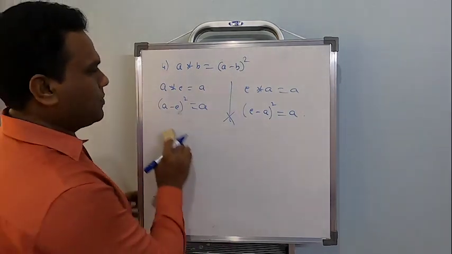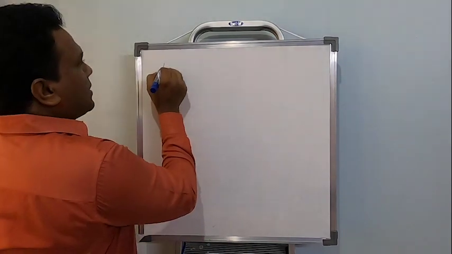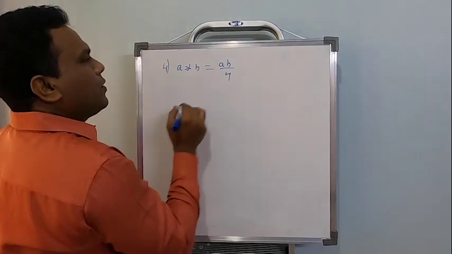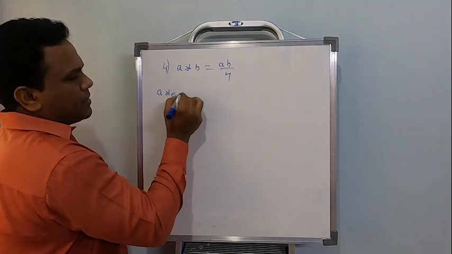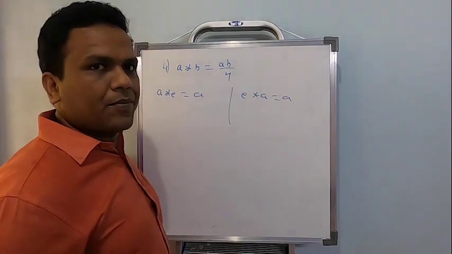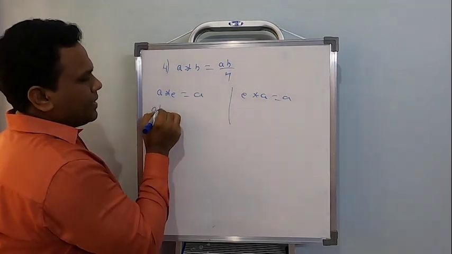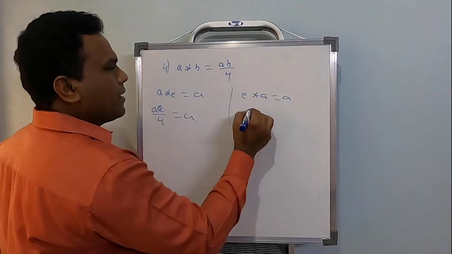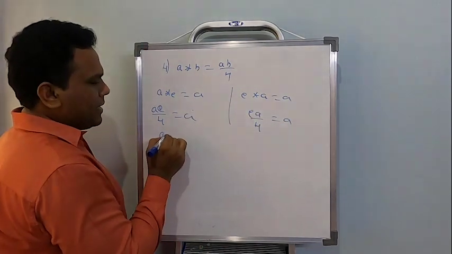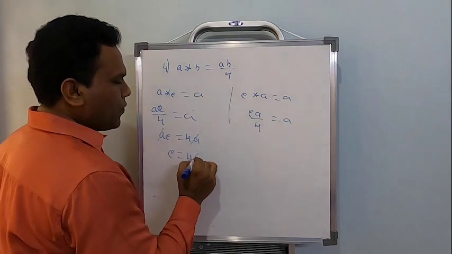Problem number 5. So under this, problem number 5 is given as a star b equal to ab by 4. So what does the property say? A star e is equal to a, e star a is equal to a. Right. Now if a star e equal to a, this can be written as ae by 4 is equal to a. This is ea by 4 is equal to a. Now ae is equal to 4a, or e will be equal to 4, which is a rational number.